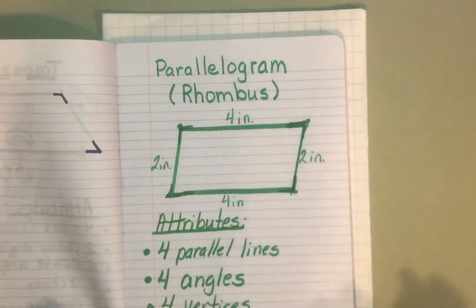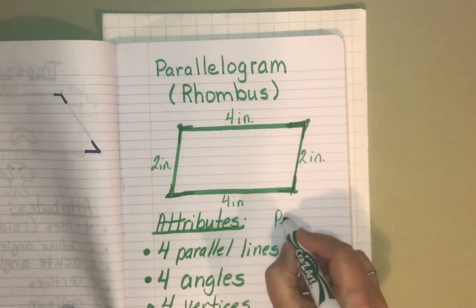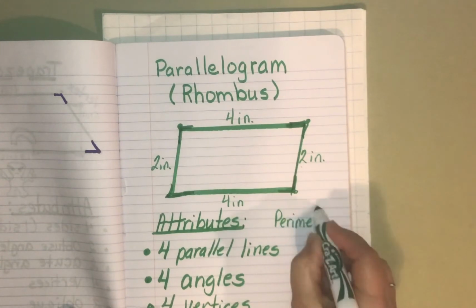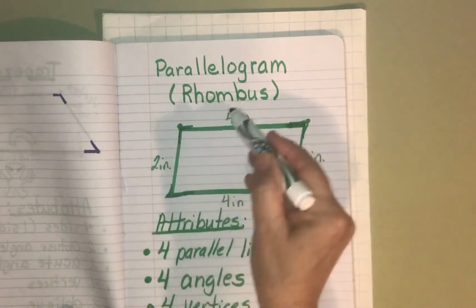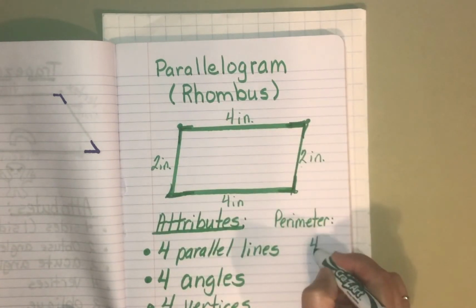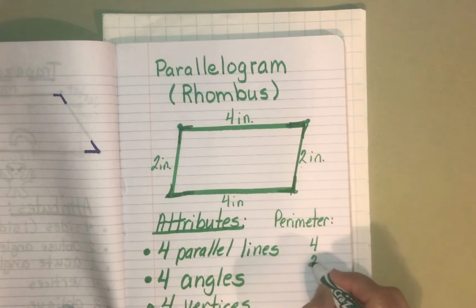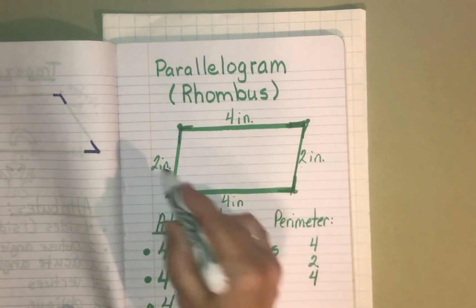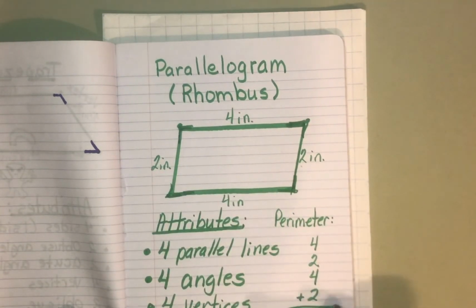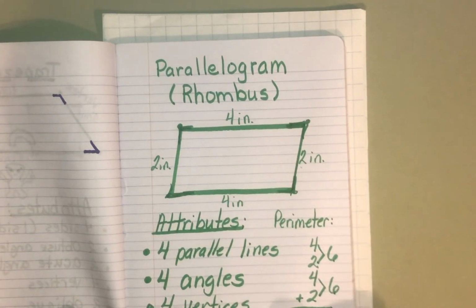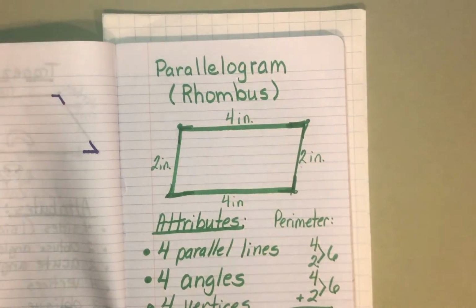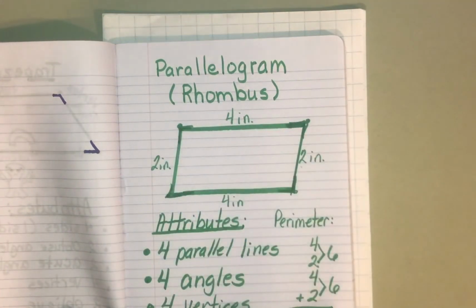To figure out the perimeter, we need to add all 4 sides. So we add 4 plus 2 plus 4 plus 2. 4 plus 2 is 6. 4 plus 2 is 6. 6 plus 6 is 12. And this time, instead of centimeters, we did inches. So the perimeter, P, equals 12 inches.